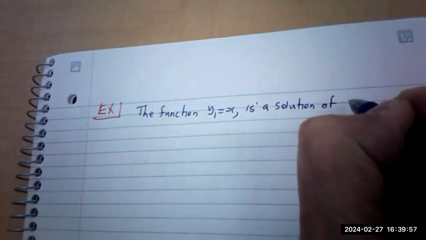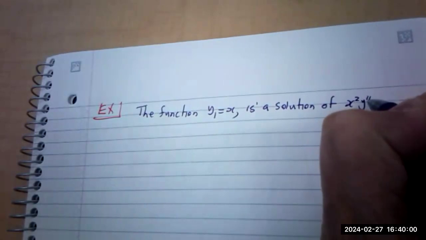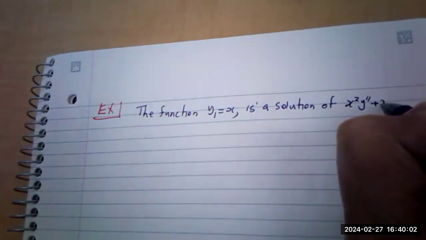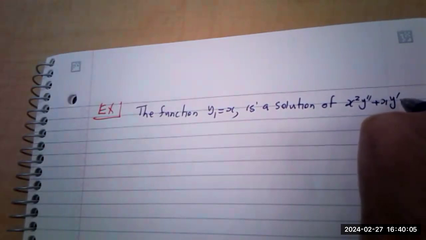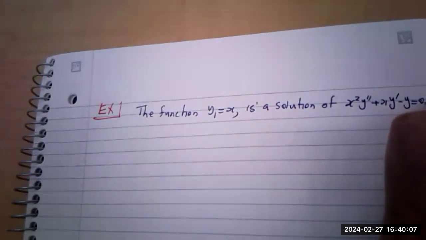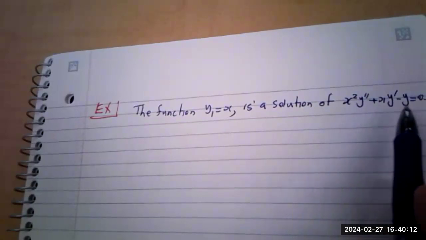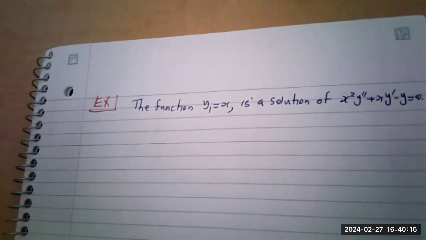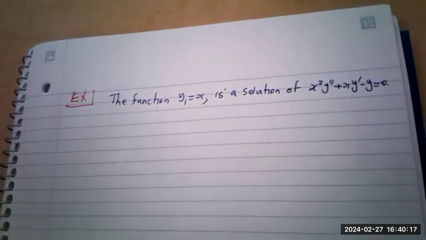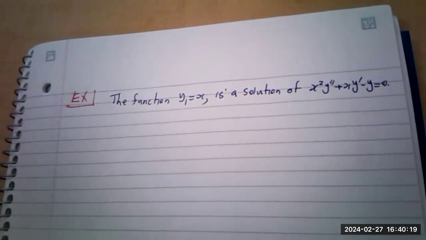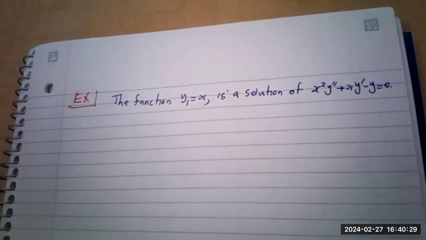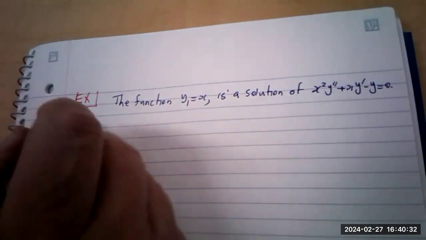The equation is x squared y double prime plus x y prime minus y equal to 0. This type of equation, you see x squared y double prime, x to the first power y prime, we refer to as a Euler-Cauchy equation. We are going to talk about it in general in the future, but for now we can use it as an example. So the function y1 equal to x is a solution of this. We would like you to find the second solution.